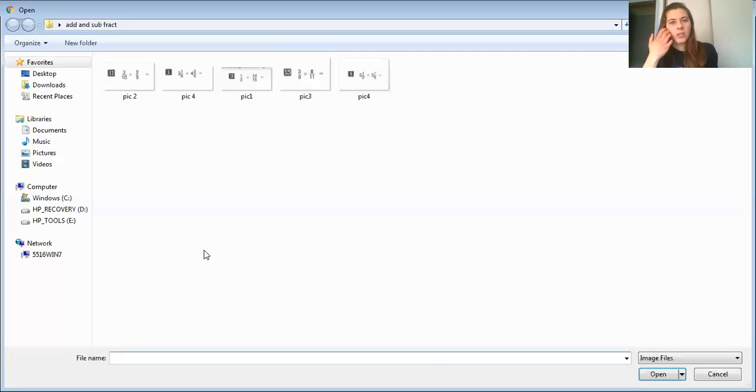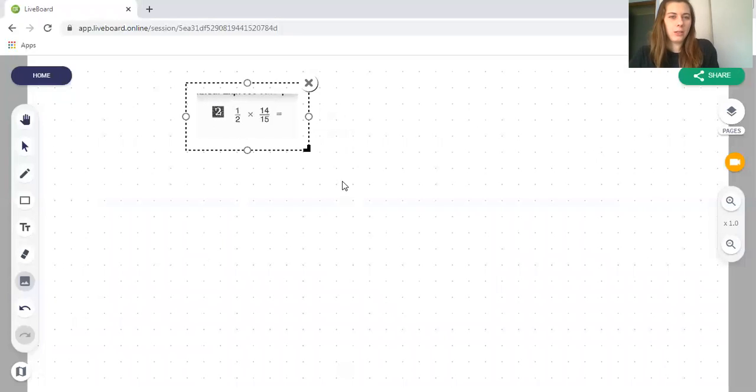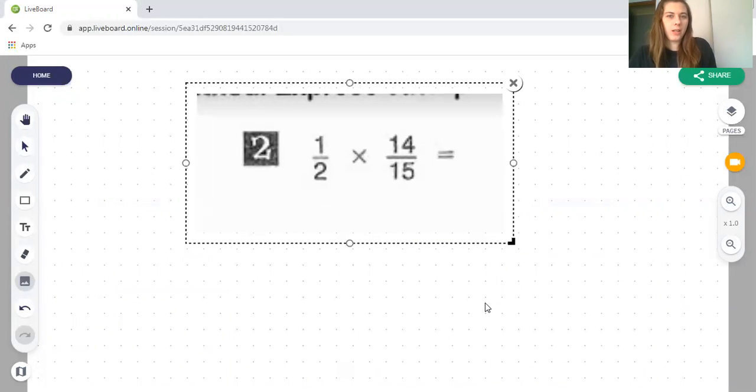Okay, so let's get started. I'm going to go ahead and share my screen. Okay, so multiplying fractions is actually my very favorite thing to do because honestly, it's super easy. So let's just go ahead and get started.